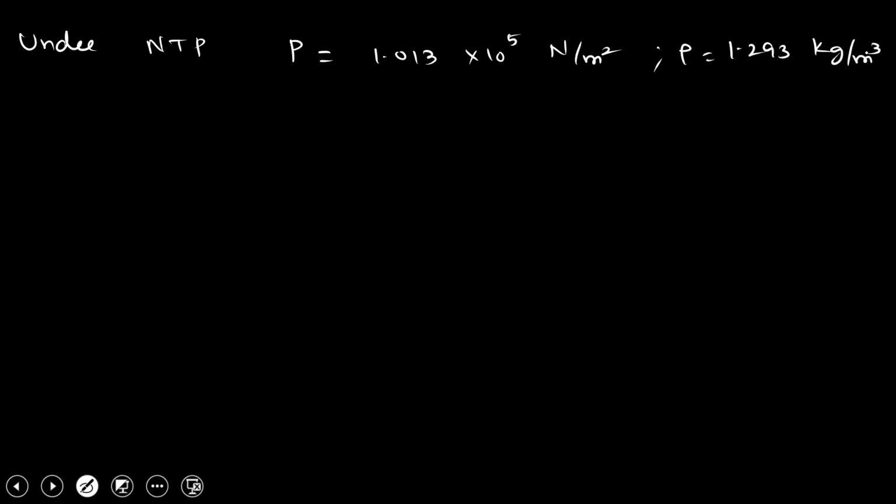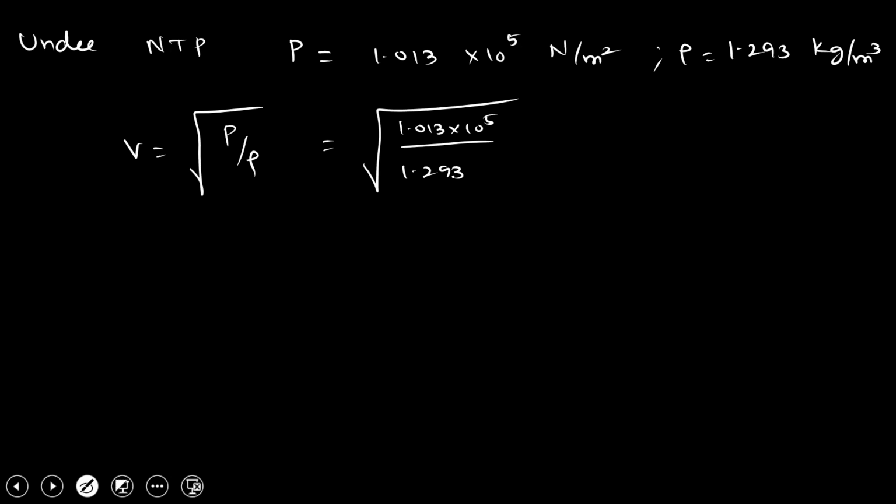Now what I need to do is take these values and plug them into that expression. So V is equal to square root of P divided by rho. When I do this, I'll have square root of 1.013 into 10 power 5 divided by 1.293. To calculate this value, this will approximately come out to be 280 meters per second.